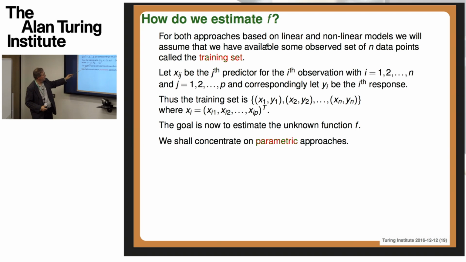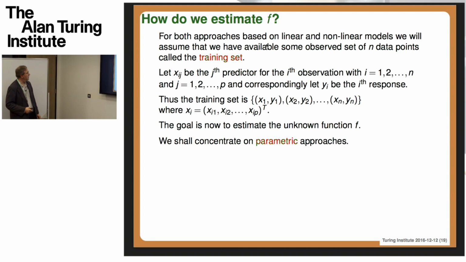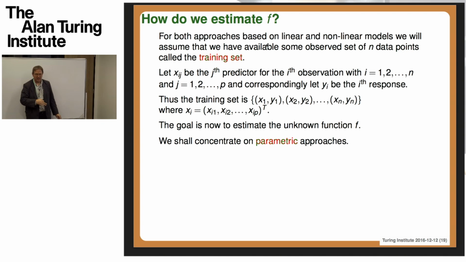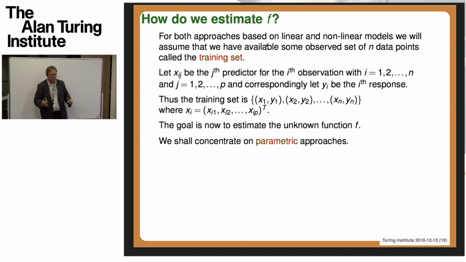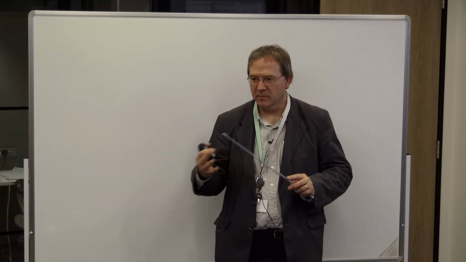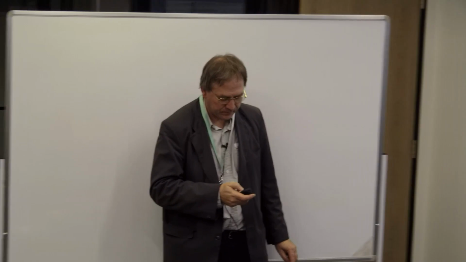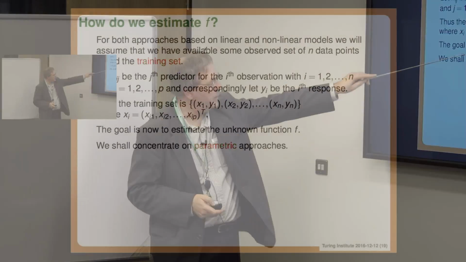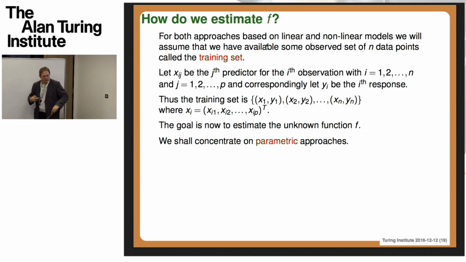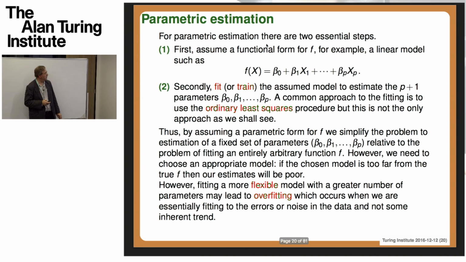So the x's themselves can be multivariate. Maybe there's p components to that x. And our goal is to estimate an unknown function f using the training data. It's training data in the sense that the response variables y are available to us and allow us to train, to hone in or guide us to select our function f. So we've got information both on the predictors and on the response variable y. And I'm going to concentrate on parametric models for f. There are also non-parametric ones as well, which I'll talk about.